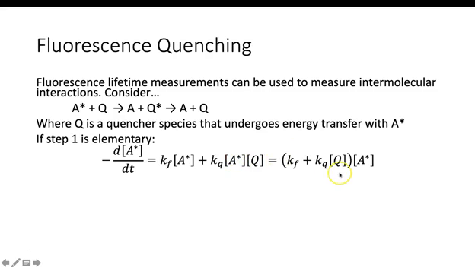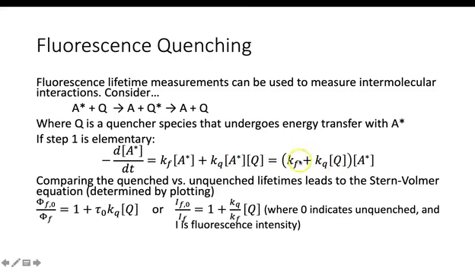And so we can substitute this in. Typically we would want to compare quenched versus unquenched. So if we had our emitter with quencher and an emitter without quencher, and we compare those, we can put it in the form of the Stern-Volmer equation and typically determine it by plotting. So the fluorescence quantum yield unquenched over the quenched quantum yield is equal to 1 plus the unquenched lifetime times KQ times Q. Okay, Q is our concentration of the quencher.